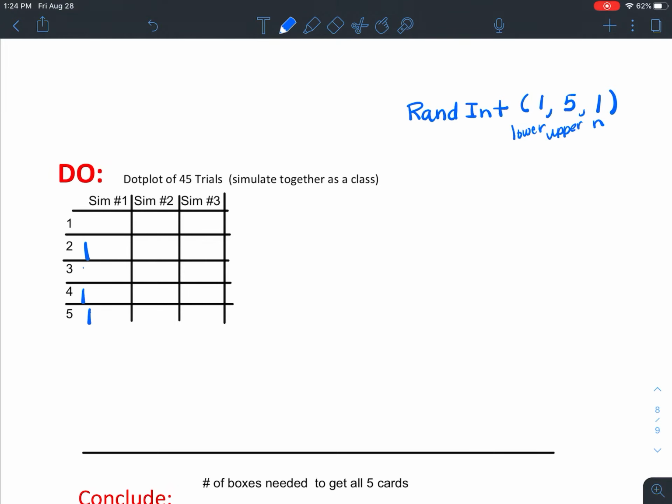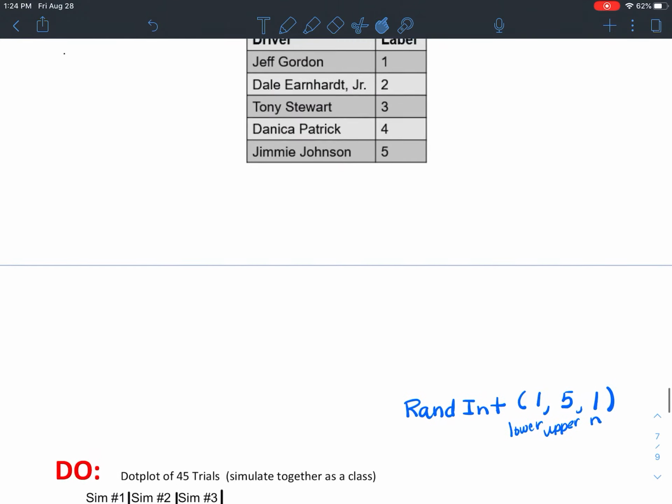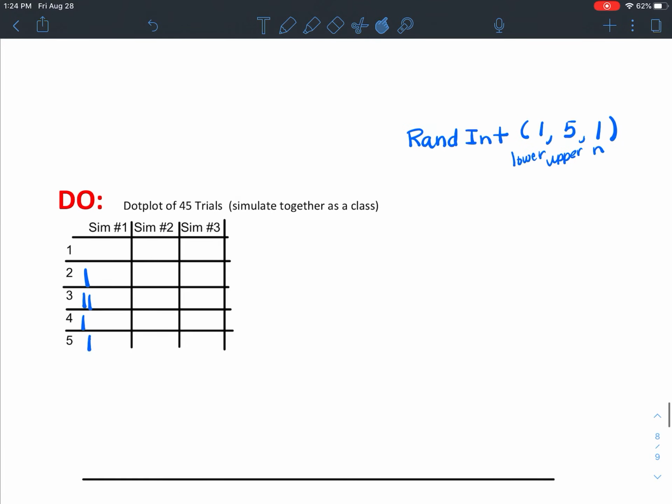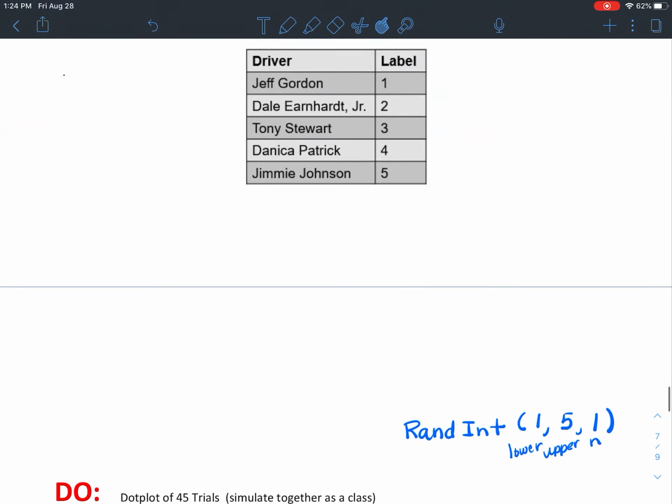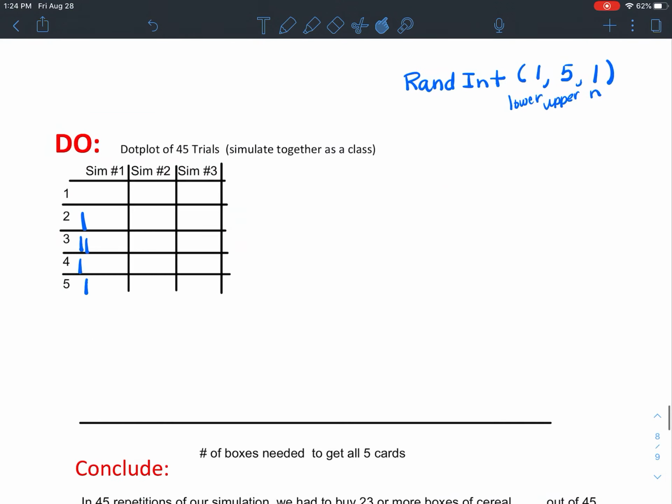Every time you hit enter, it'll just do it again and again, so you don't have to keep hitting the math button and the probability menu. Now it gave me a 4. It gave me a 3. It gave me another 3, so I have a repeated card there. Who's number 3? That is Tony Stewart, so I have 2 Tony Stewart cards. I still need this first one here, which is Jeff Gordon.